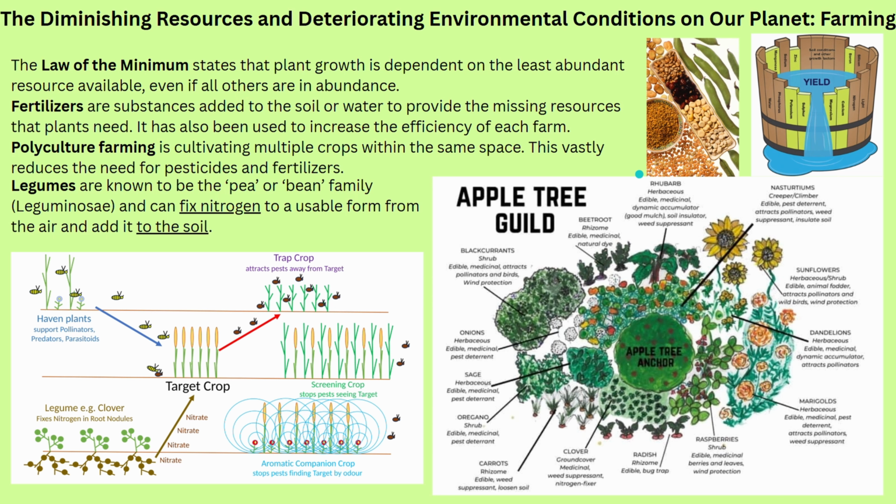Due to this and increasing efficiency demands, the farming industry supplements these plants with fertilizers or plant food, which specifically dissolves in water and is sprayed over plants, similar to the pesticides. However, a more natural way to vastly reduce the use of pesticides and fertilizers and naturally increase efficiency is through polyculture farming. Polyculture farming is the practice of cultivating multiple crops within the same space. This vastly reduces the need for pesticides and fertilizers.